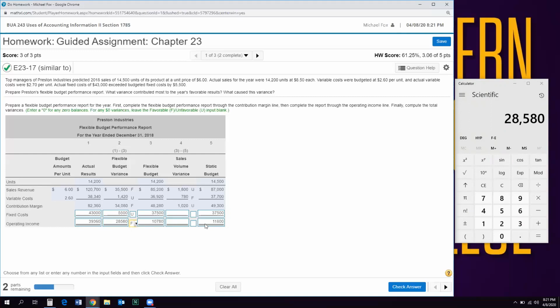Okay, we'll do our variances here. So here we have no variance, so I'm just going to put 0, and I won't mark that as favorable or unfavorable. It's neither, or maybe it's both. I don't know. Our operating income, again, 10,780 minus 11,800. That's $1,020. So since our flexible budget operating income is less than our static budget, we're going to consider that an unfavorable variance.